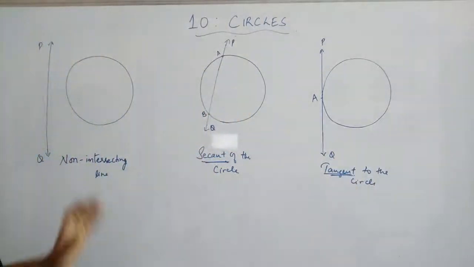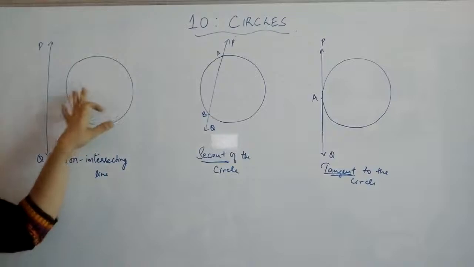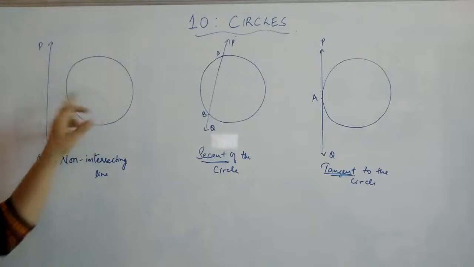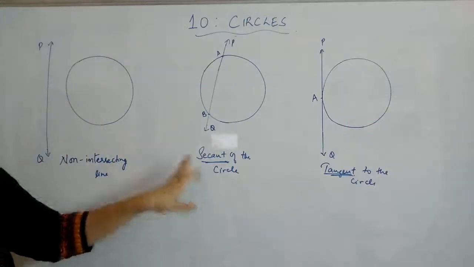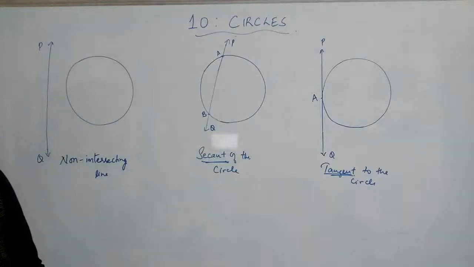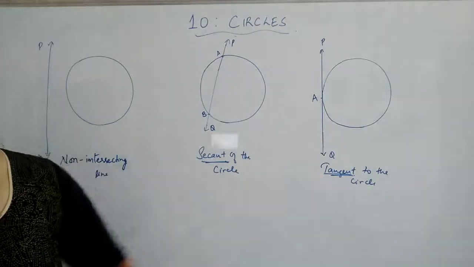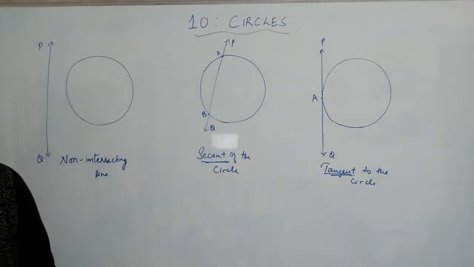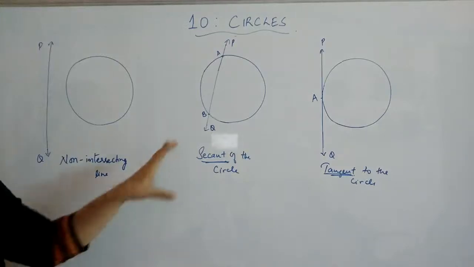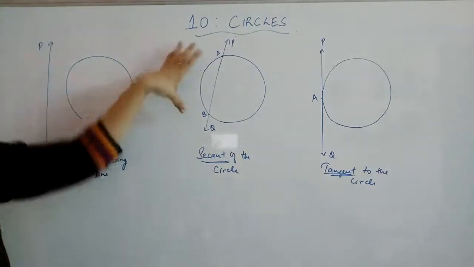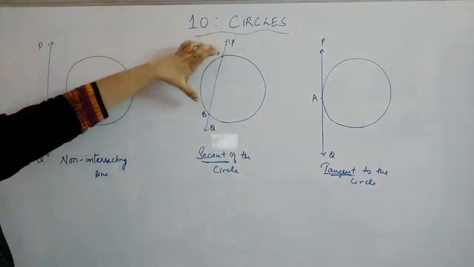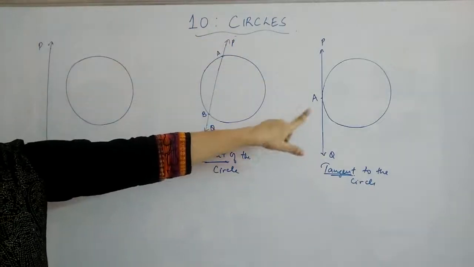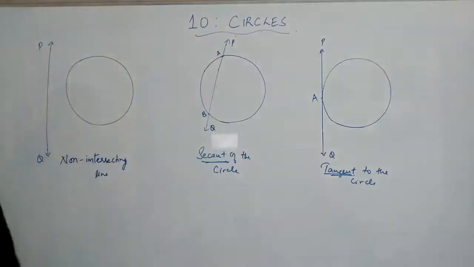Okay, so you have three cases. Either it can be a non-intersecting line, that means it is non-intersecting with respect to the circle, or it can be a secant or it can be a tangent. This is the main thing which we are studying here, that is what is a tangent. A line which touches only at a single point on the circle is called a tangent. Okay, and secant is actually, you can just say that if you are moving this line like this, that means when A and B coincide, you will get a tangent. So you can say that tangent is a special case of secant.